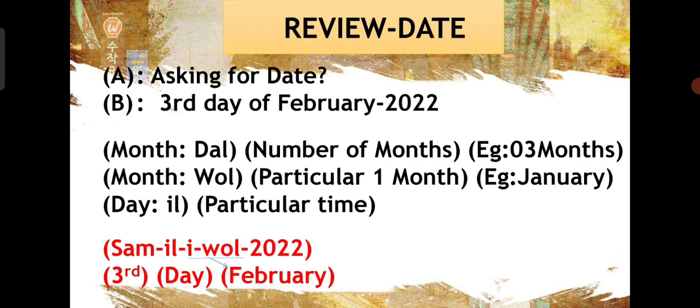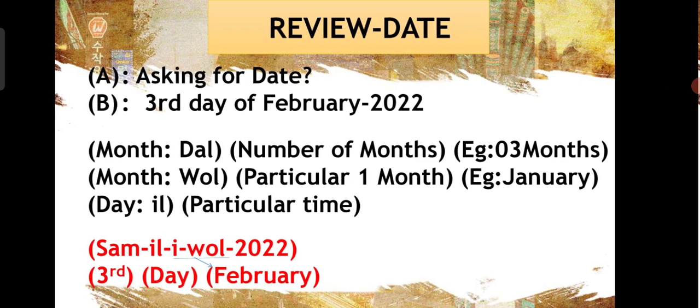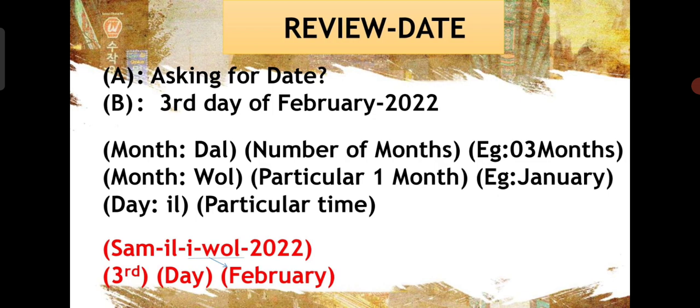And when we talk about a particular month, for example, what is your birthday month, or when did you get that job, something like that. In that case, when we talk about one particular month, for example January, February, March, month is wol. Got my point? You must know the difference between dal and wol. Please make sure to make a good note so that you can compare both when the situation comes. Next, day. Day means il.